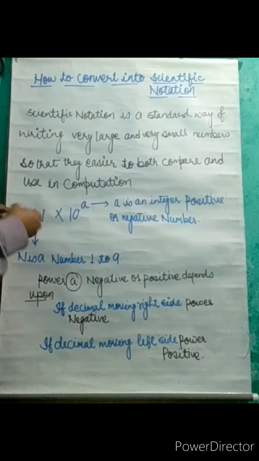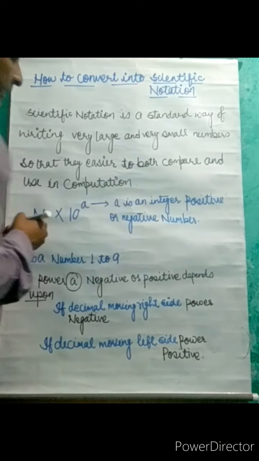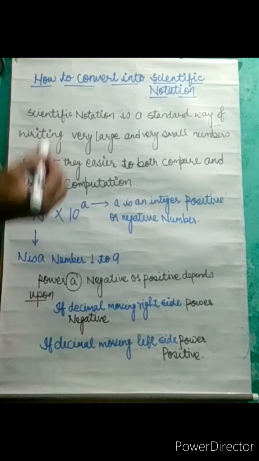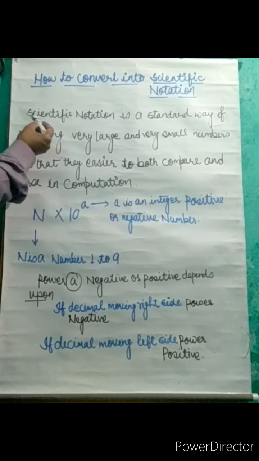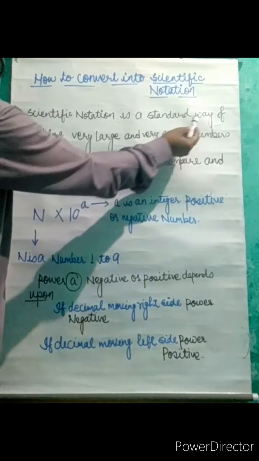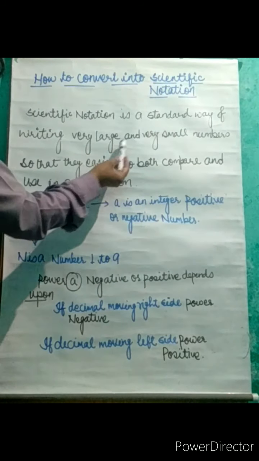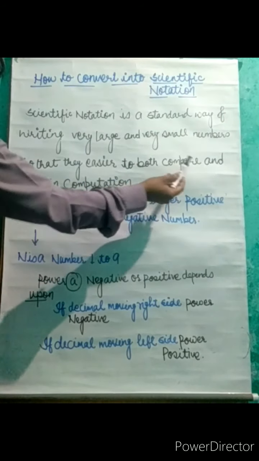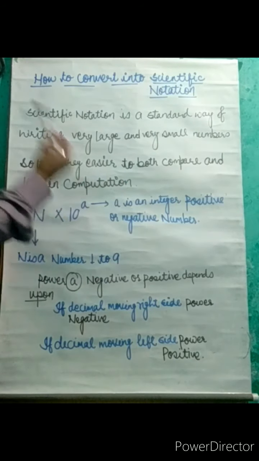While we are calculating big numbers, it is very easy to read if we have arabs and crores, billions and millions. When there are 100 zeros behind any number, it is very tough to read. So scientific notation is a standard way of writing very large and very small numbers so that they are easier to both compare and use in computation.